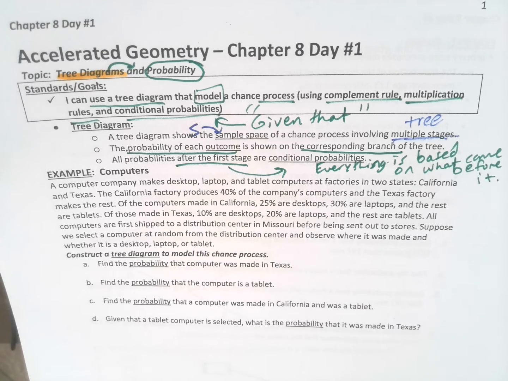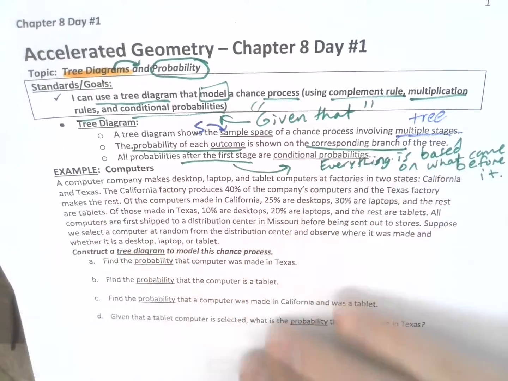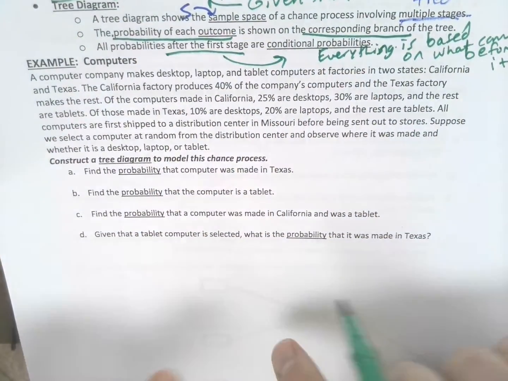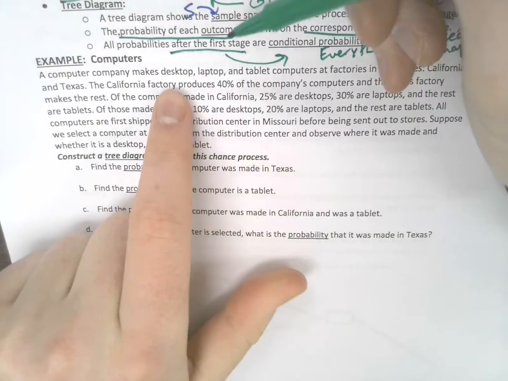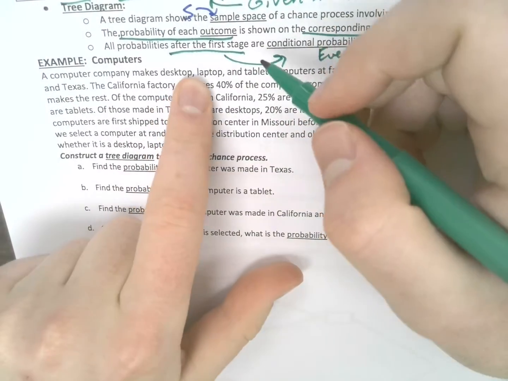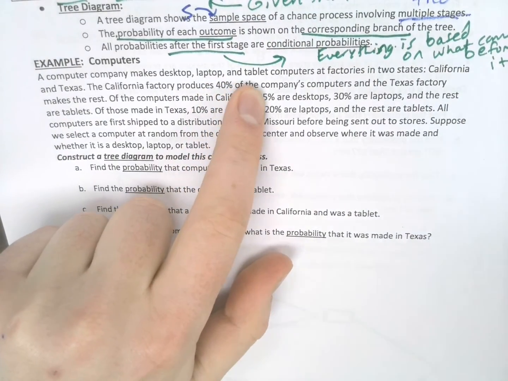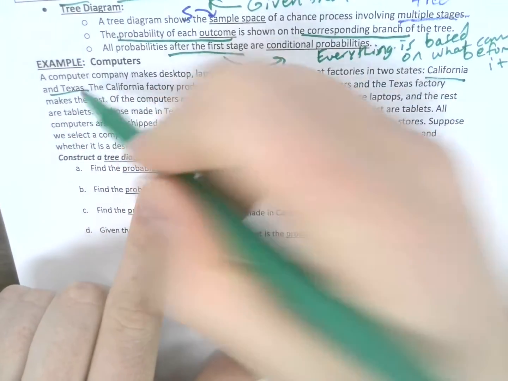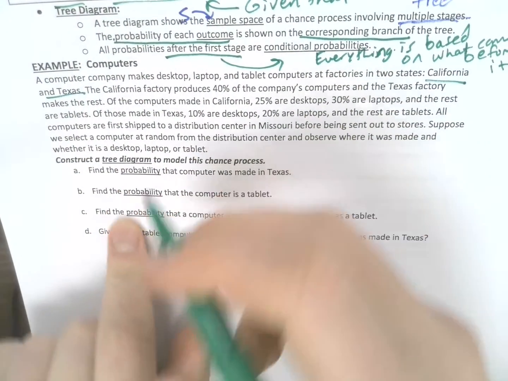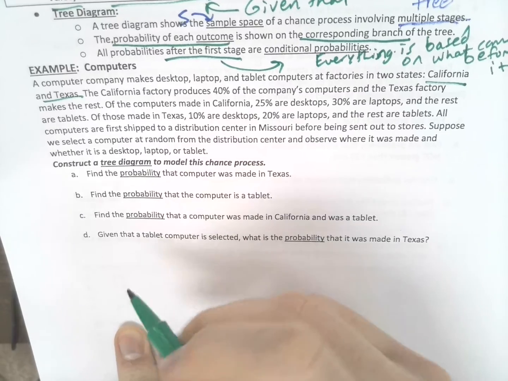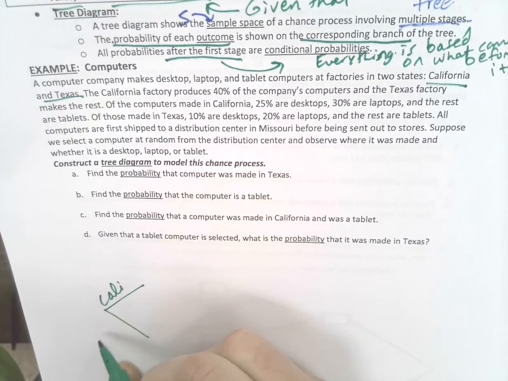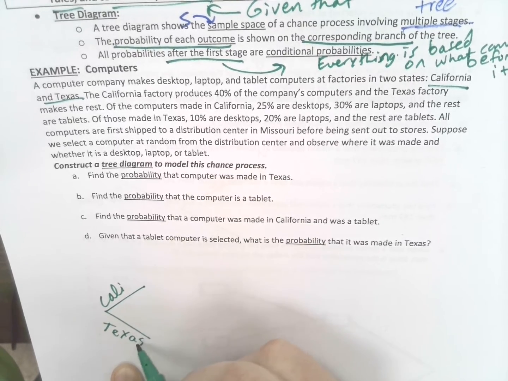Okay. So let's really start by digging in. And what I love to do is, as I read, I make the tree. So check this out. As we read, we're going to be making the tree down here too. A computer company makes desktop, laptop, and tablet computers at factories in 2 states, California and Texas. So immediately I know that I'm going to have California on one branch and Texas on another.